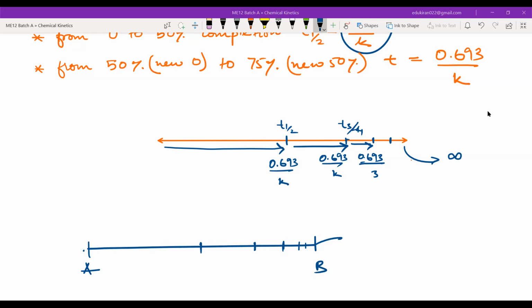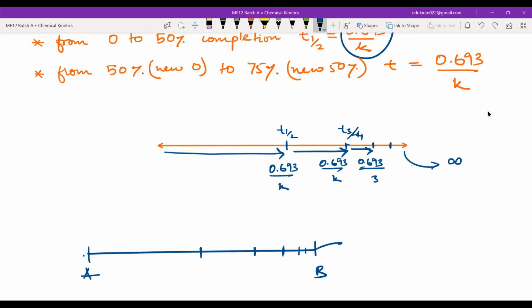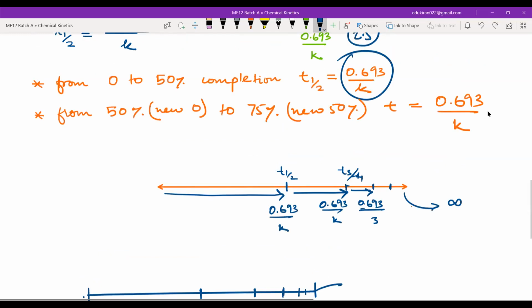It never gets completed because T half is always the same, 0.693. So as you can see, T half is 0.693, and then 0.693 plus 0.693. That means it is 2 times 0.693. So the correct answer will be x is equal to y by 2, or y is equal to 2x.